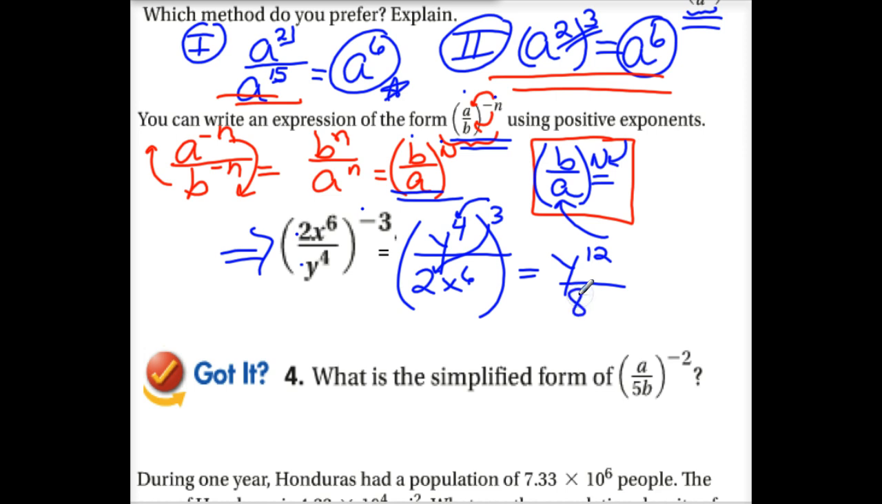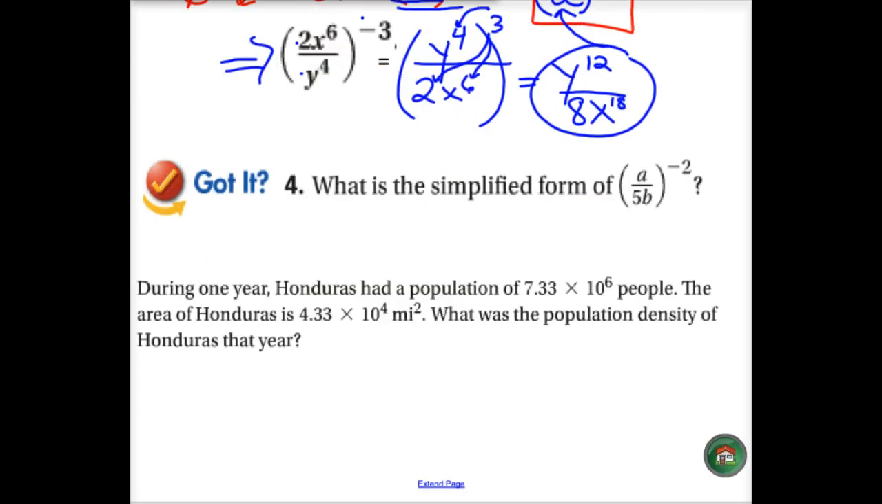2 to the third is 8, and 8 to the sixth to the third, x to the sixth to the third would be x to the 18th, because again, power to a power, we multiply those exponents. Notice how smooth that was, getting rid of the negative exponent first.